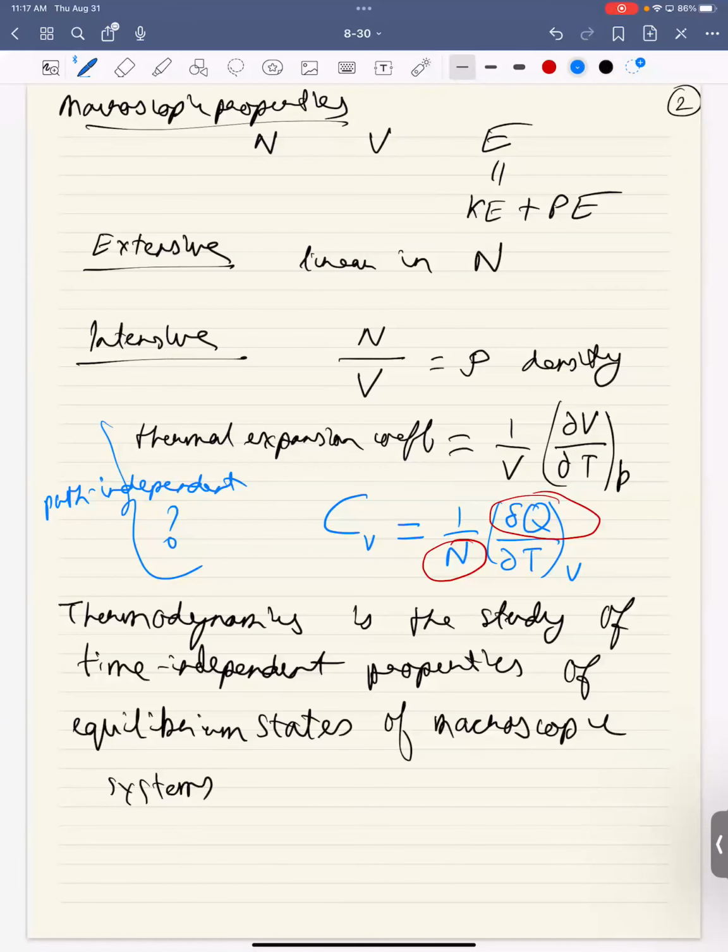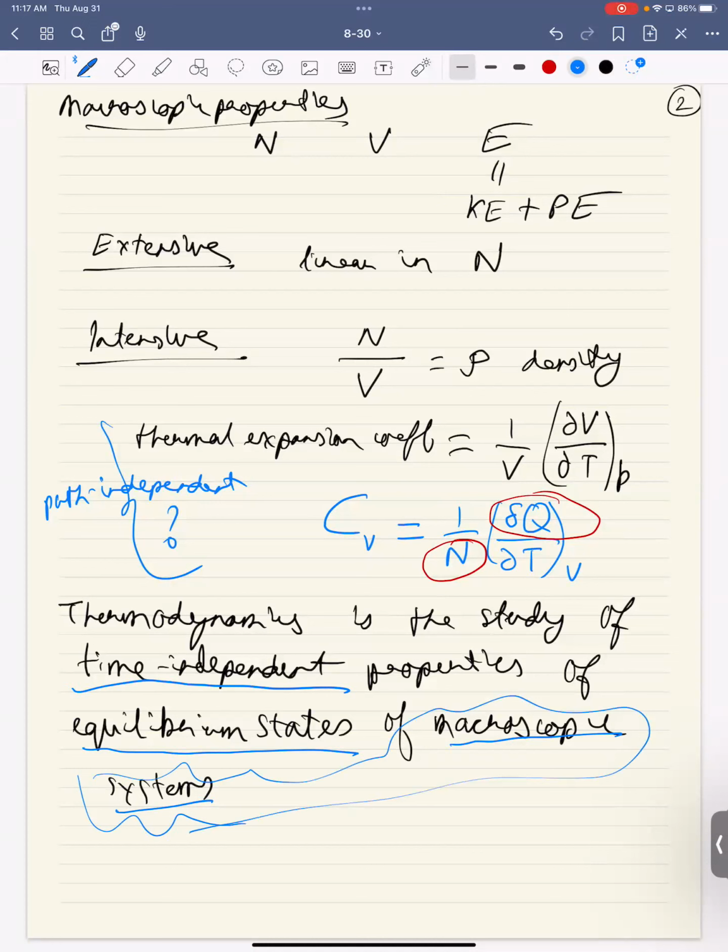So I want to color a few important things here. So first of all, time independent. There is no notion of time. We are not talking about how anything is changing as a function of time. It's only once equilibrium has established what it's going to be. Equilibrium states, right? So you have to get to equilibrium, which the first postulate tells you that such states exist, of macroscopic systems. This I want to talk about a little bit more. What do I mean really by macroscopic systems?